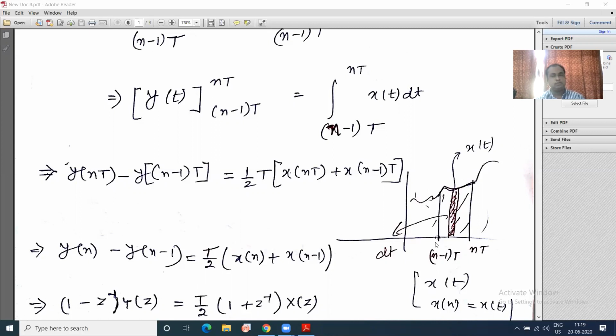Then what is this width? T. Half times T, and this length is x(nT). This length is x((n-1)T). Sum of these multiplied by T/2. Okay. Any doubt? Any doubt?